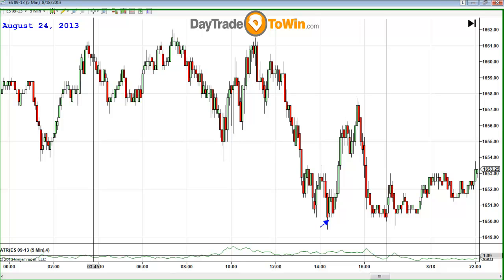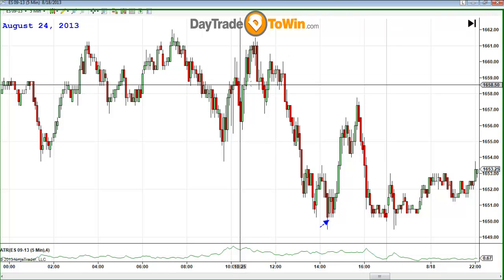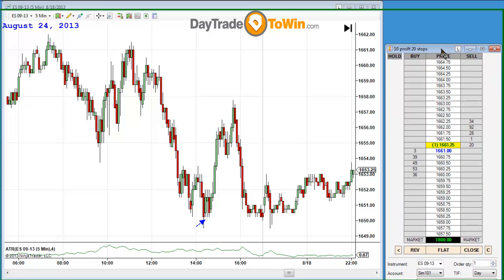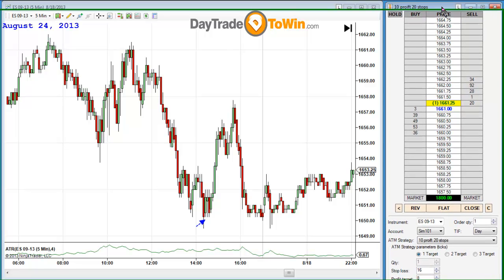Okay. Now the way that I like to set up my chart is, and I'm a DOM guy, not that you can't use the chart trader, but I'm a DOM guy. So here I have my DOM, and this is the way that I like to, just make sure I'm in sim, okay?